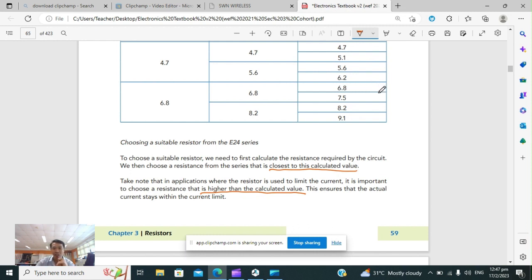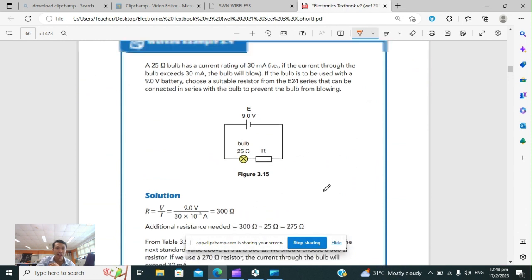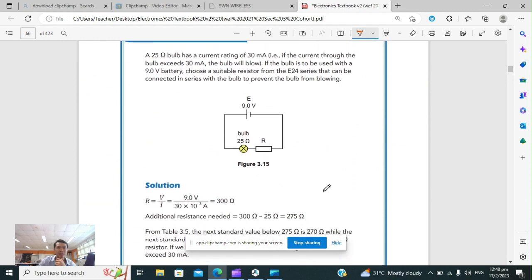So if I calculated that I need a 7K ohm resistor, depending on the application, I can choose the closest one. Or if I want to limit the current flowing into the circuit, I choose the next higher one, which is 7.5, depending on the situation. All right, so this is a worked example. I've got a 25 ohm bulb.